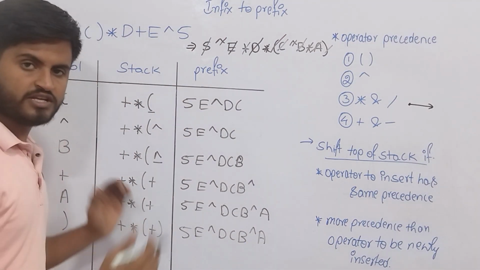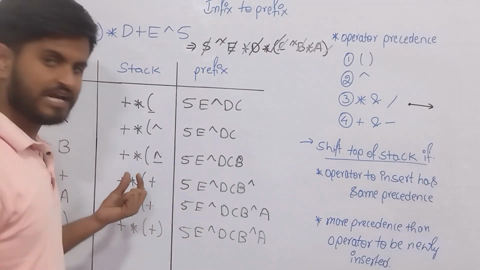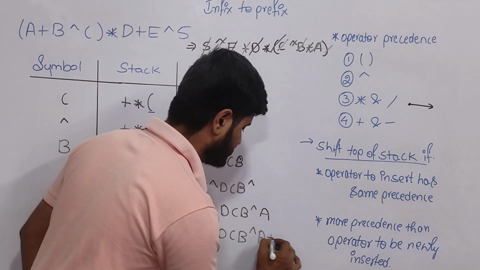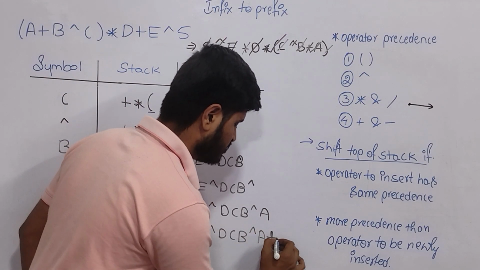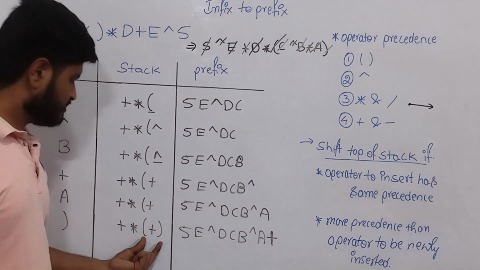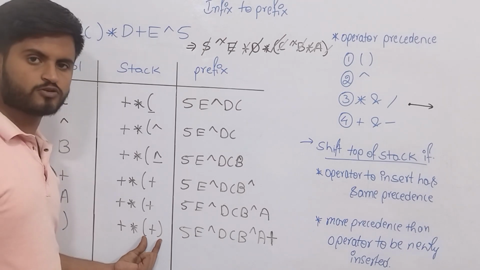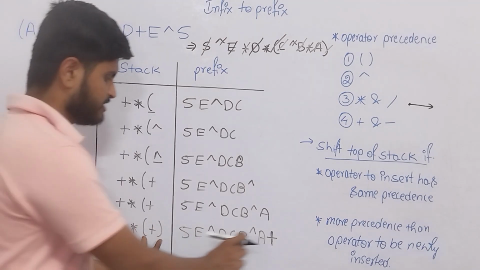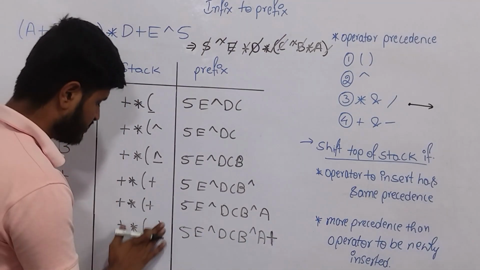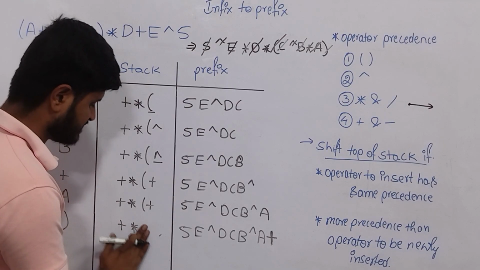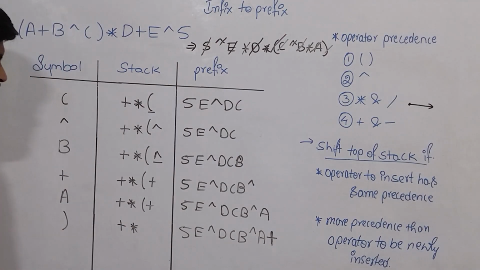Now what is the value in between the open bracket and closed bracket? Plus. So you will be writing plus here. When a value or an operator is inside the open bracket and closed bracket, you will take that value and shift it here. Now we are left with only plus and star in this step.